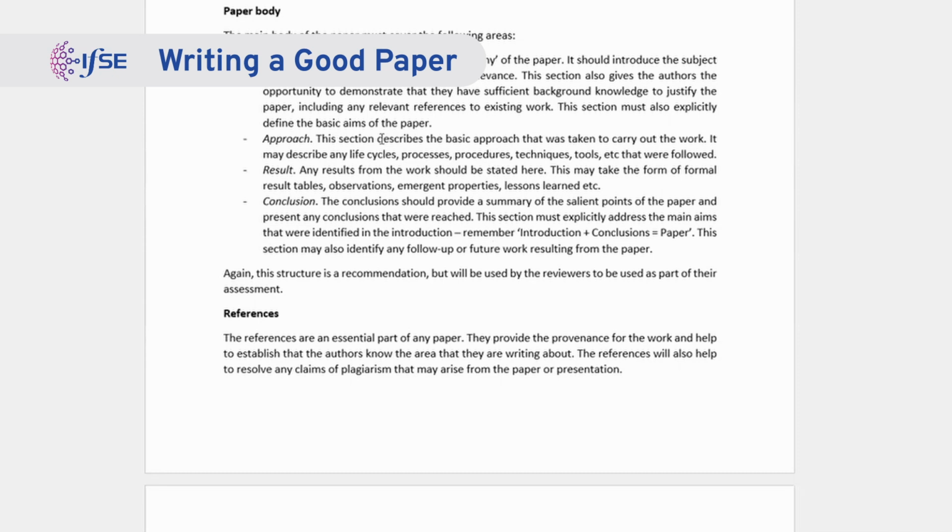The main body of the paper, we try not to be too prescriptive on this because we do want it to be quite flexible, but essentially you must have an introduction. This might sound obvious, but you'll be surprised how many papers we get submitted without a clear introduction. The introduction is going to set out why you're writing this paper in the first place, introduce the subject matter and provide a justification, and it will also allow you to explicitly define the aims of the paper.